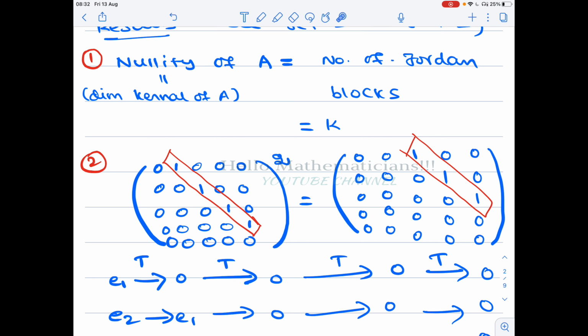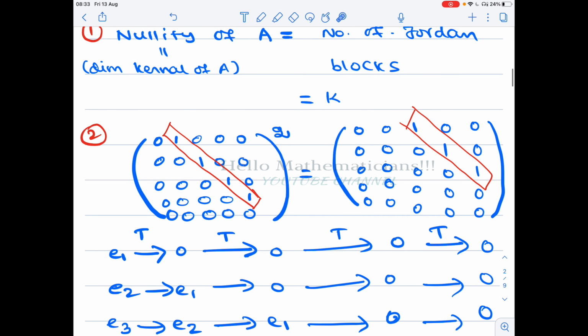First, you see from here to here, one more row becomes zero. When this one goes here, you will get this third row also becomes zero. So likewise, when you calculate the powers of a Jordan block, at each step you will get a new zero row, therefore nullity will be increased by 1 at each step.